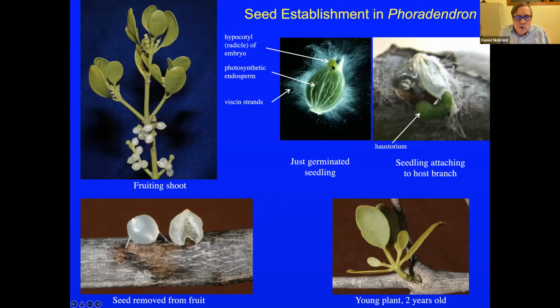I stick them in hydrogen peroxide, it makes them germinate. You can then put it on the host, and then it goes bloop, and forms a haustorium and grows right into the host branch, if it's a young enough branch, like 1 or 2 years at the most. And then after a couple of years, you start to get your little baby mistletoe plant growing out like this.